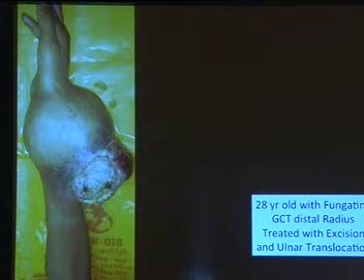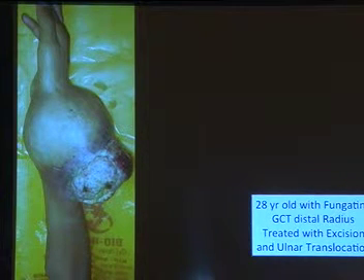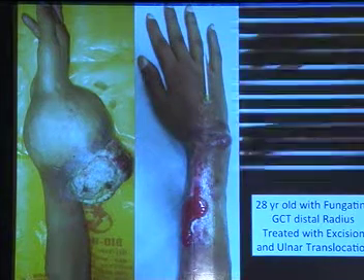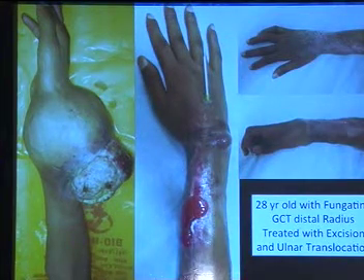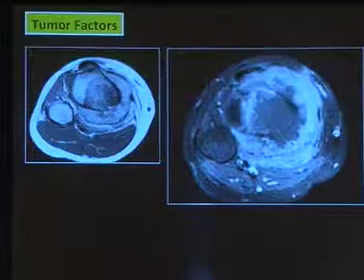So that's a 28-year-old fungating GCT, and I agree, fungating GCTs are different tumors, they're not sarcomas, treated with excision and anal translocation. That's a patient, and that's the wire that is holding on to the anal translocation, and the patient is doing pretty well after everything is out, the skin has healed.